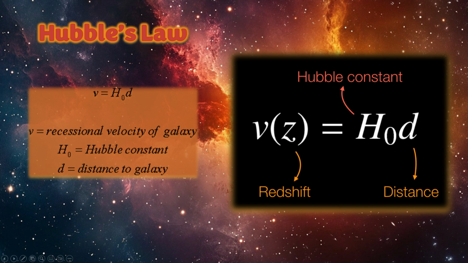Briefly, Hubble's law says the recessional velocity of galaxies is directly, not inversely, proportional to its distance. These redshift measurements not only support Hubble's law, but the idea that the universe is expanding.